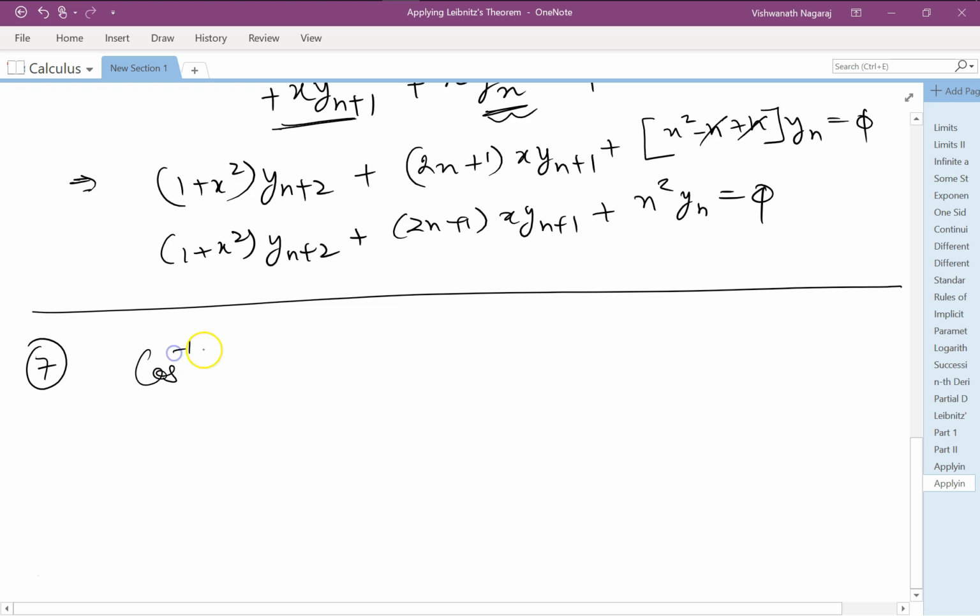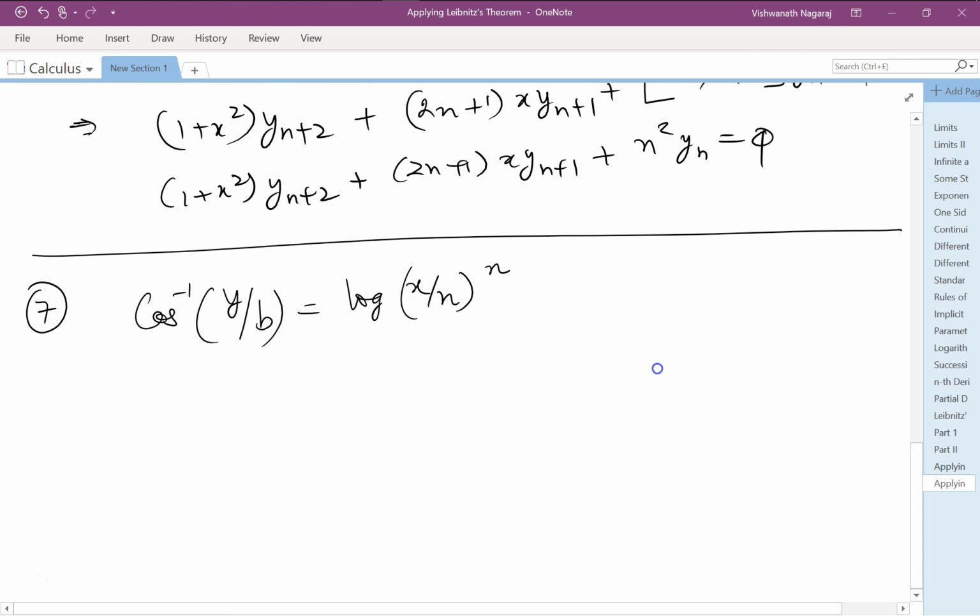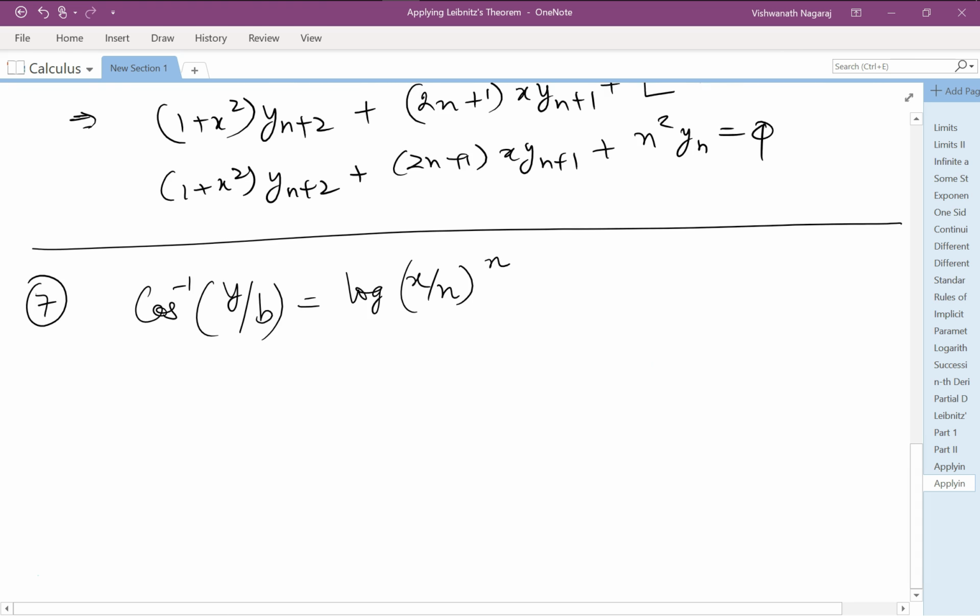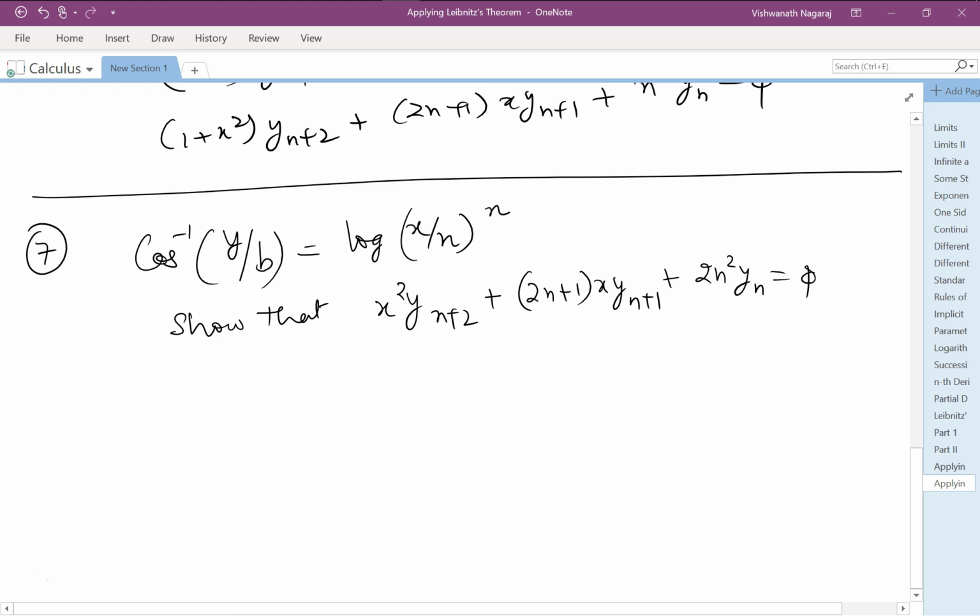Okay, cos inverse of y by b is equal to log of x by n to the power of n. Okay, now what do we do? How do we go about it? Of course, show that x square y_(n+2) plus (2n plus 1) x y_(n+1) plus 2n square y_n equal to 0. So how do we begin?